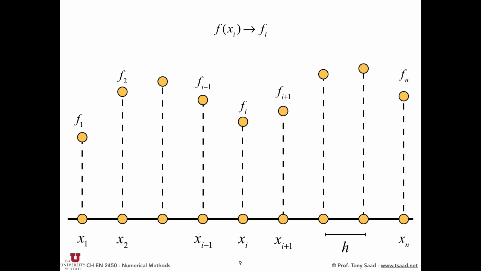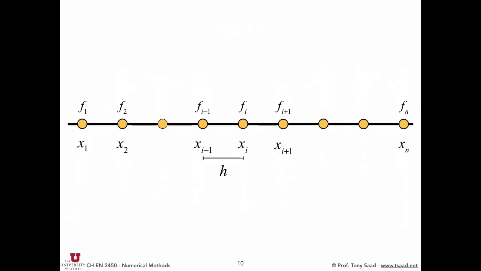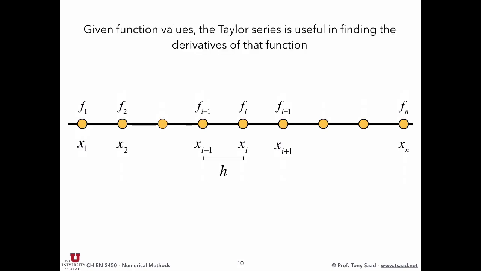Remember, every time we say fi, that's the function value at point xi. And we're going to switch between the two, not to confuse you, but to make sure that you're always remembering that fi is actually the function evaluated at point xi. Okay, so that's what we get. Now, I'm condensing this plot so that we get x values and function values at those points. Given function values, the Taylor series is useful in finding the derivatives of that function.